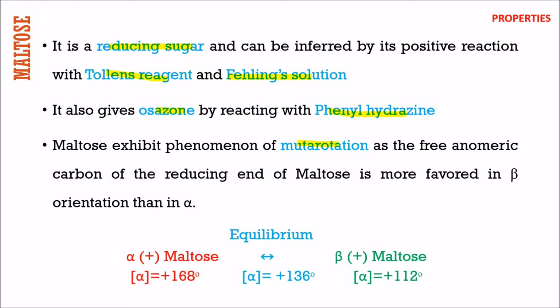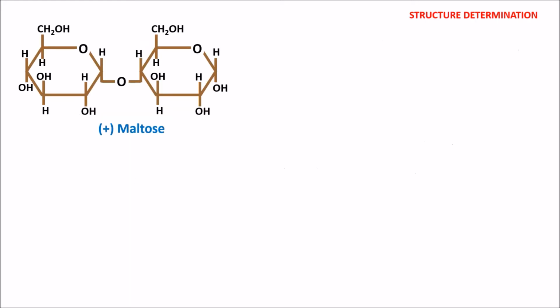So maltose in alpha form gives a specific rotation of +168, while in beta form it gives +112 degrees, while after mutarotation, in the solution at equilibrium, it gives a specific rotation of +136 degrees. Now let us see the structural determination of maltose.